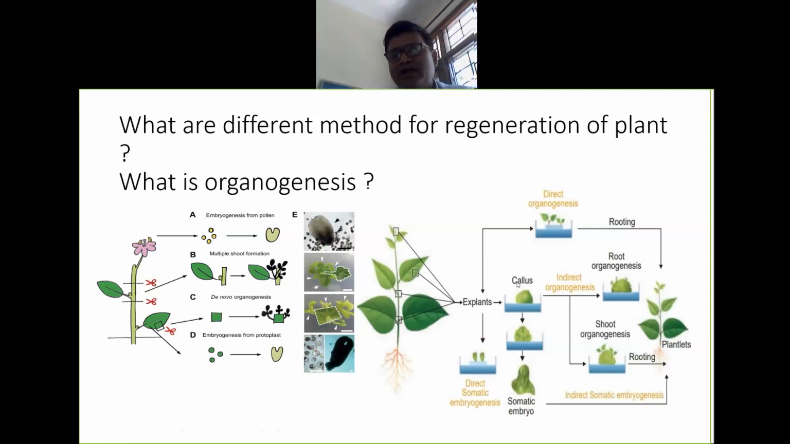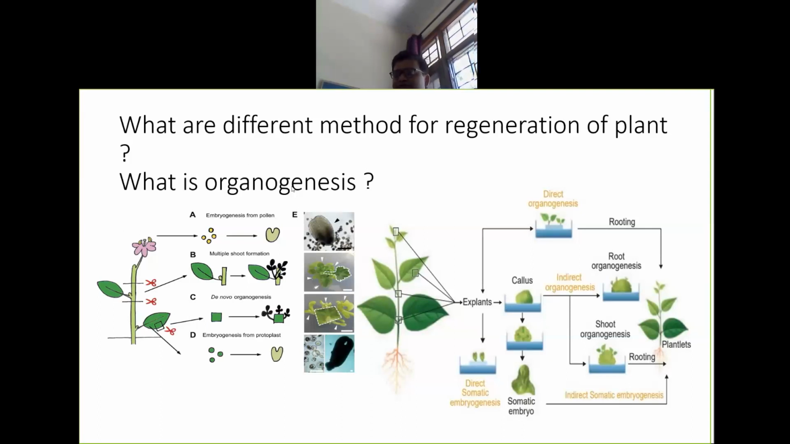And then from the callus, first there is development of callus, and from the callus it is going to form either the stem or the root. It will depend upon the concentration of cytokinin and auxin. If there is a high concentration of cytokinin, it will favor shoot organogenesis, and if there is a high concentration of auxin, then root organogenesis. Meaning we are going to form a particular organ through organogenesis.